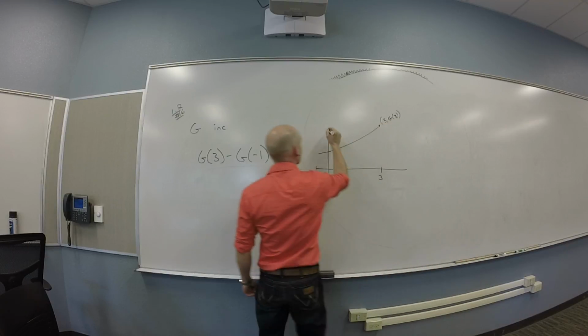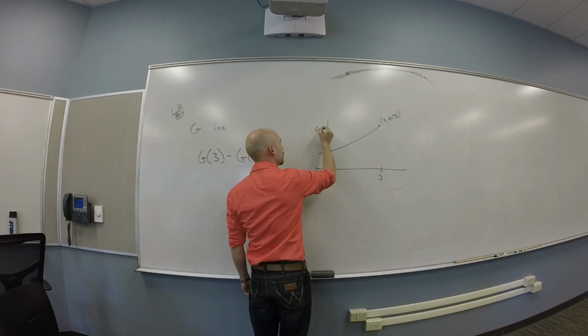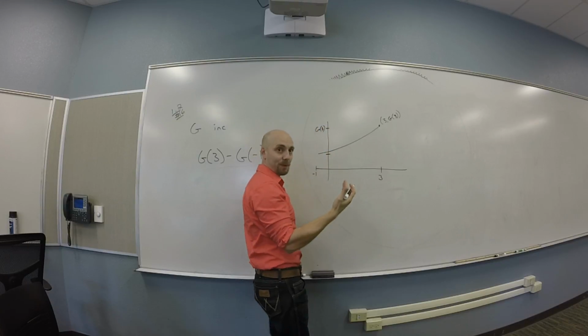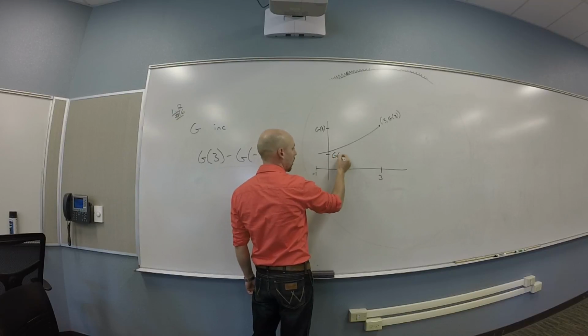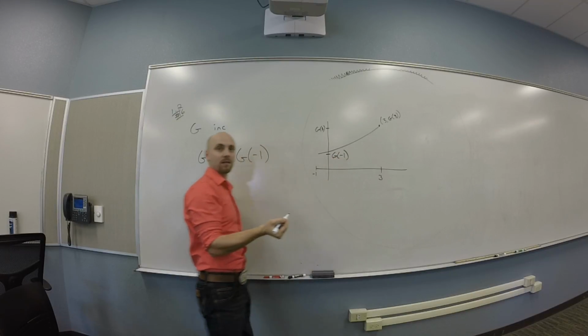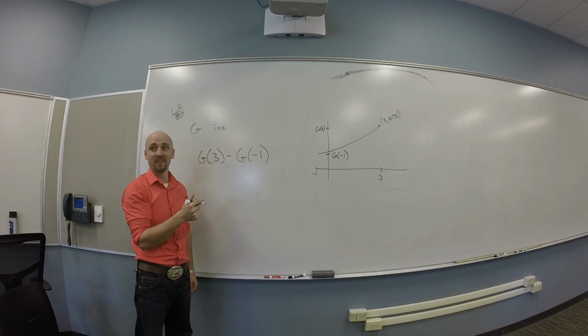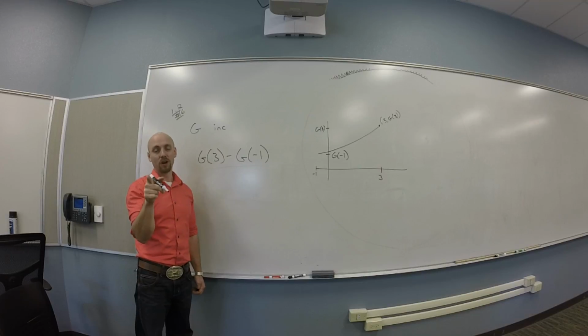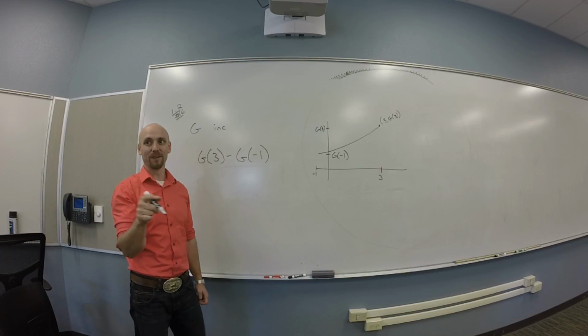At any rate, I think I know that g of 3 is going to be up here somewhere, and g of negative 1 is going to be lower than that. So what can I say about g of 3 minus g of negative 1? It's a lower number than g of 3. Good. It's positive. See that? Yeah, it's got to be positive.